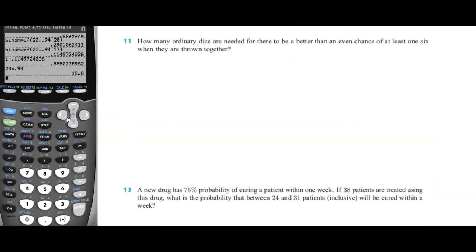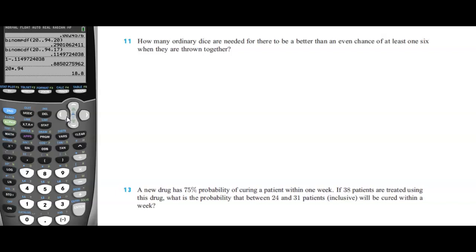11. How many ordinary dice are needed for there to be a better than even chance of at least 1 6 when they are thrown together? Okay, so that's like taking one dice and throwing it a bunch of times, n times. Okay, so this is also a binomial distribution, even though you're throwing a bunch of dice at the same time. Basically, you're using the many dice to simulate throwing the same dice over and over again. So how does it affect your chance of getting at least 1 6 if you have more dice?